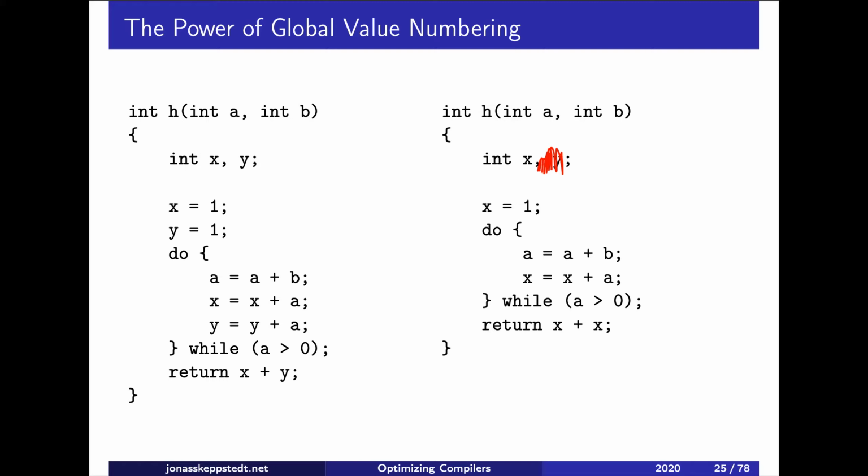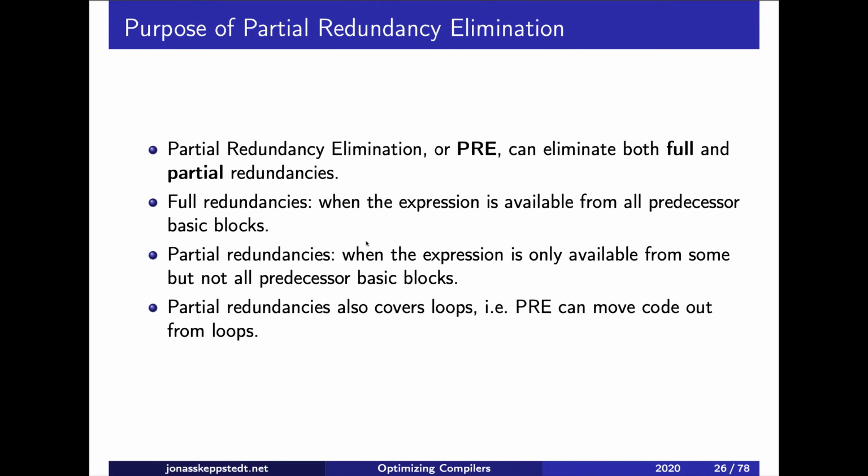Okay, what this cannot do is to move code out of loops, and it cannot deal with so-called partial redundancies as well. What is a partial redundancy? Well, let's give a simpler example of a full redundancy. If we have a plus b and later a plus b, then it is called a full redundancy, since there is absolutely no doubt that if we evaluate that one, we will also evaluate that one. But what we will see now is cases where this is not the case.